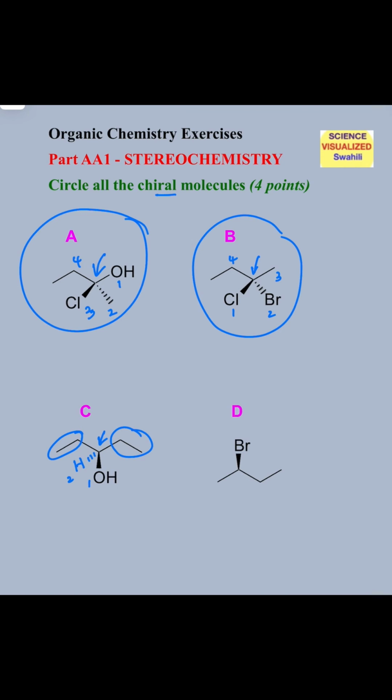The last one, number D, we see that we have bromine there, that's group number 1 coming out, but we also have a hydrogen that will be number 2 going in, and then we have an ethyl group, that's number 3, and we have a methyl group, number 4, and because you have 4 different groups, that's also a chiral center. So we see that A, B, and D are chiral molecules because they have one chiral center. And that also means that you don't have a plane of symmetry.